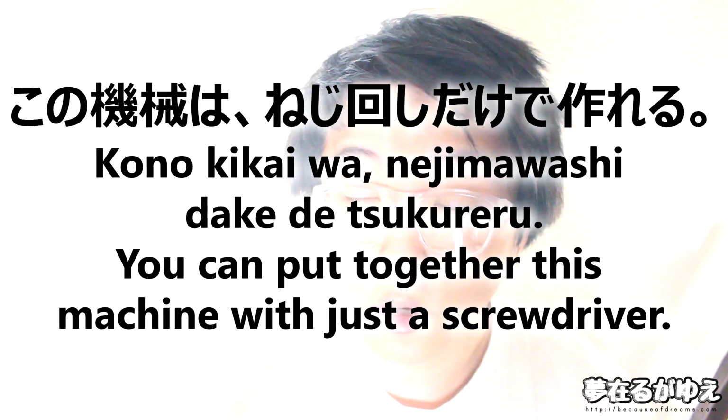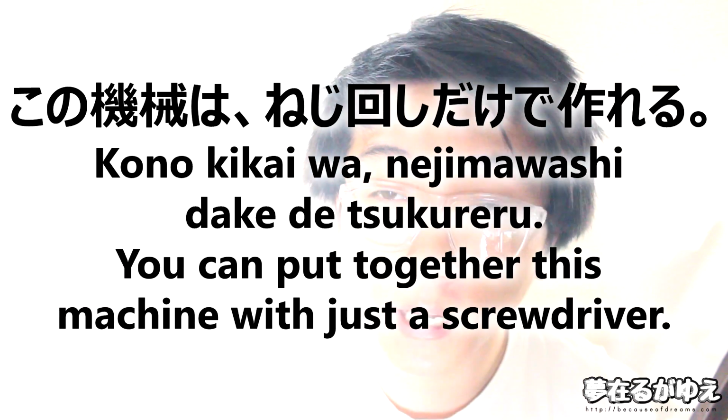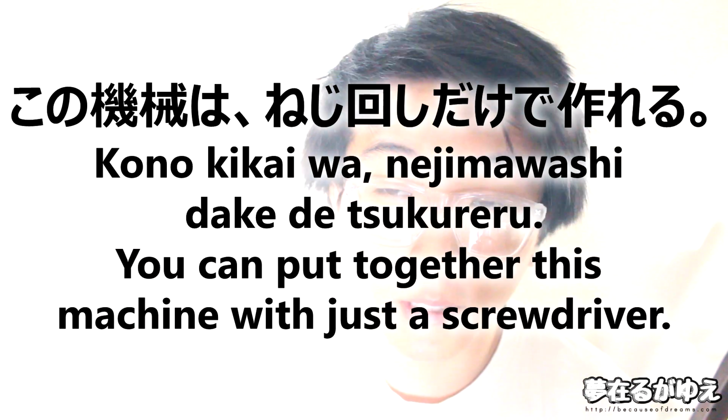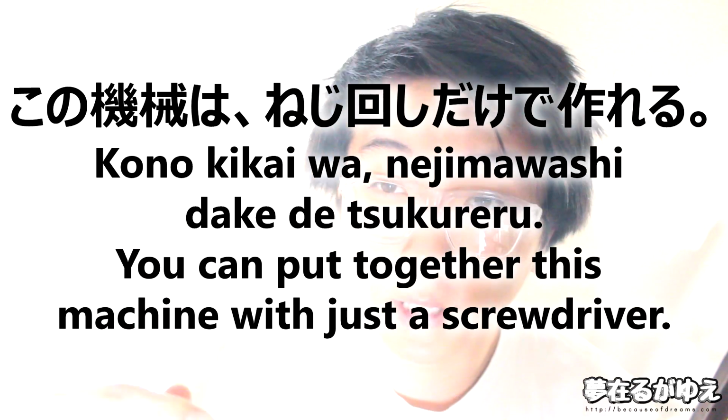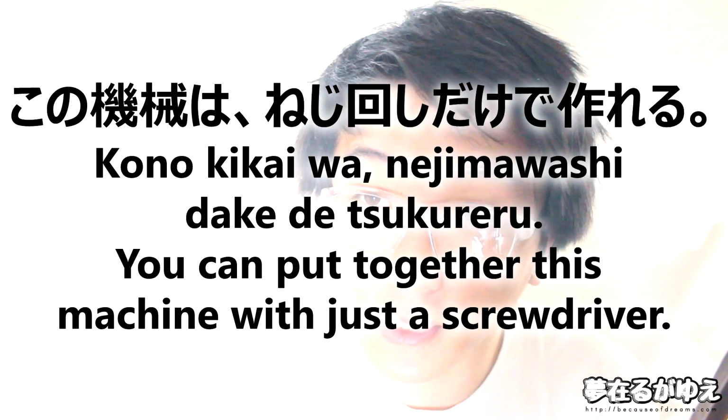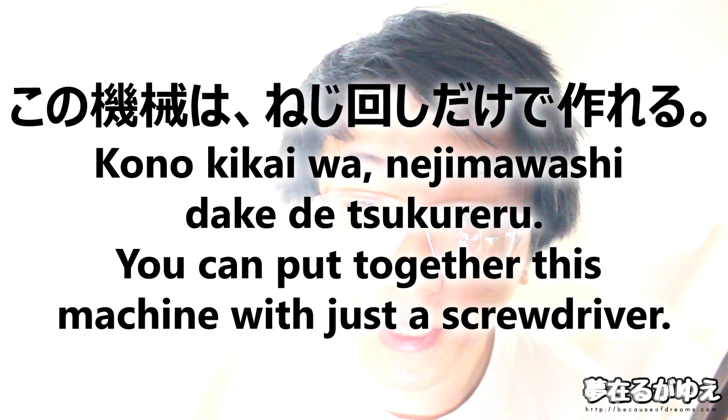Our line is この機械は nejimawashi dake de tsukureru. And what this line will translate to is just basically this machine or this gadget is buildable with just a screwdriver. Or alternatively, you can put this machine together with just a screwdriver. So let's break down the sentence bit by bit.